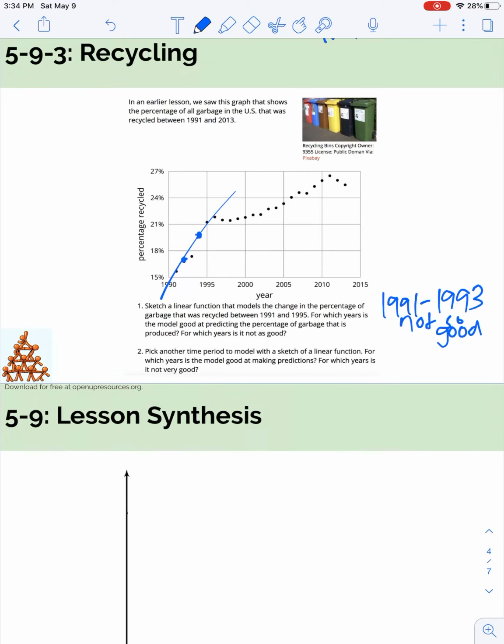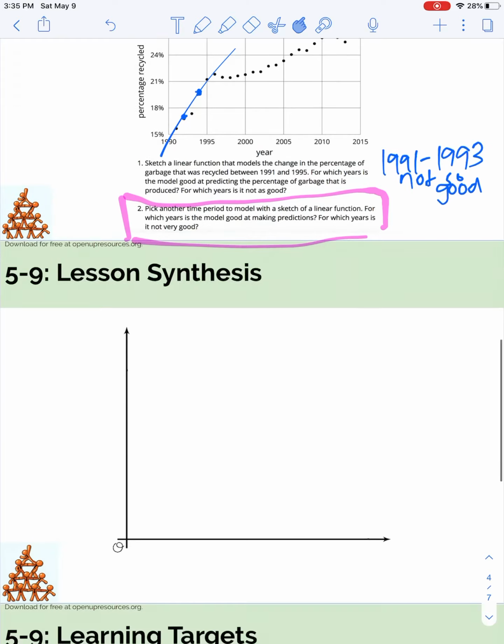Cool. What does number 2 want? Pick another time period to model with, and this one you can do on your own. Pick another time period to model with a sketch of a linear function. So you're going to pick another series of dots and you're going to draw a line somewhere through here. Oops, not that one, that one. Something like that. And then you're going to write, oh, it's good. These years are good because it's going really close to my line or through my line. These years are bad because they're just totally off. That's what you're going to do for that.